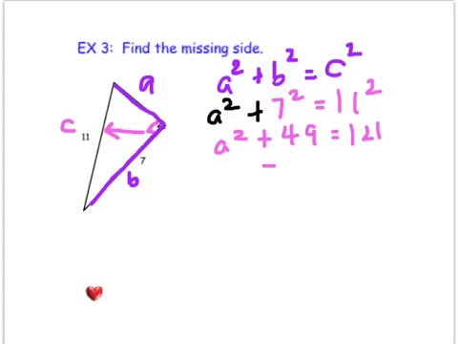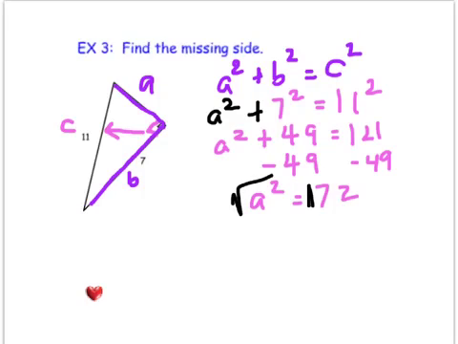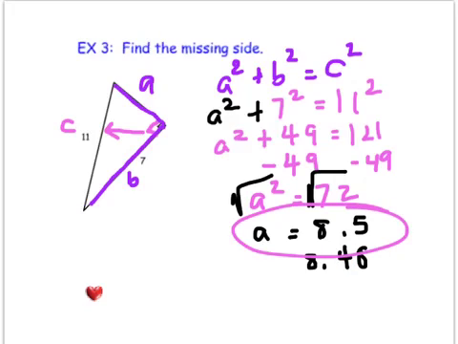Now I'm going to subtract 49 from both sides because I'm trying to get A by itself. And I get A squared equals 72. Am I done? Nope. I've got to take the square root. When I take the square root, I get A equals 8.48, but since I'm rounding to the tenths, this 8 is going to make that go up, so I get a final answer of A equals 8.5. Am I done? Nope. I've got to go back to my picture and say A equals 8.5. You guys are so brilliant.